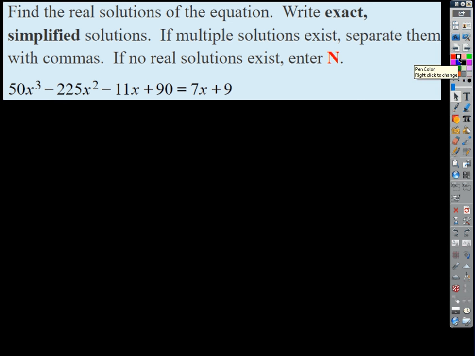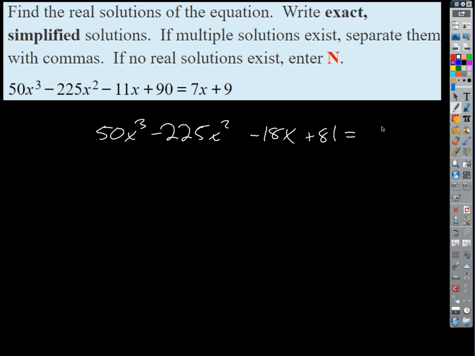And what's that going to give us here? If we move everything to the left, we're going to get 50x cubed minus 225x squared. Let's see, if I subtract 7x, what's negative 11x minus 7x? Minus 18x, good. And what's 90 minus 9? 81. Good, plus 81. And notice that we set that equal to 0. Right? So we put it in standard form, it said equal to 0.